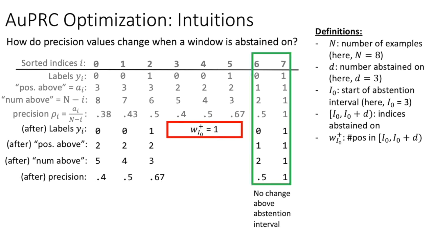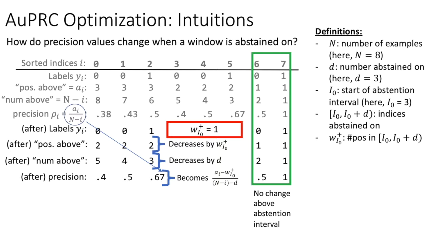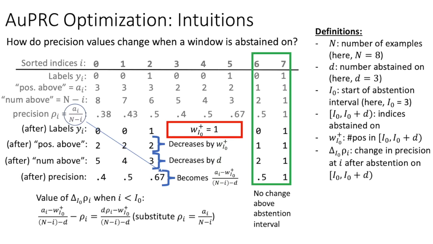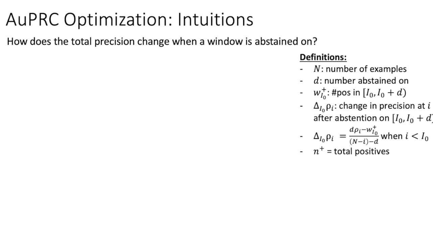Notice that for all indices that lie above the abstention interval, nothing changes. For indices that lie below the abstention interval, the value of A_i decreases by W_I0 plus, and the total number of examples above decreases by d. The precision at these indices after abstention is thus A_i minus W_I0 plus divided by n minus i minus d. Let delta_I0 ρ_i denote the change in the precision at i after abstention. After simplification, we have that delta_I0 ρ_i when i is less than I_0 is equal to d ρ_i minus W_I0 plus divided by n minus i minus d.